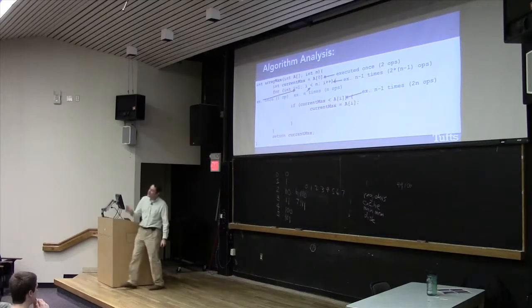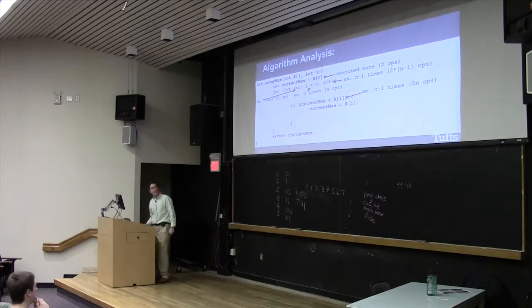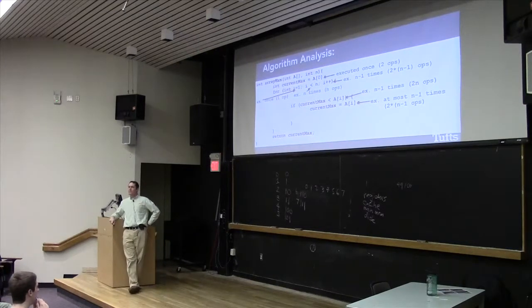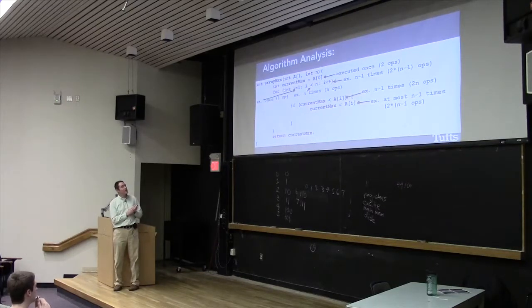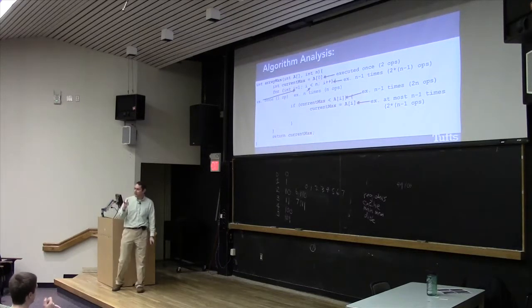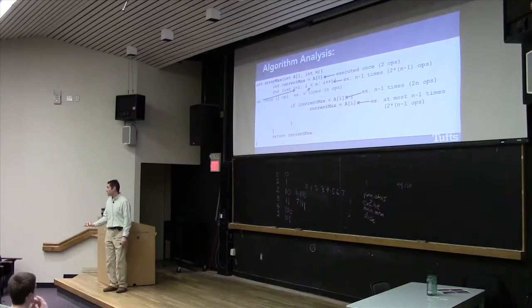No problem. Now it gets a little fuzzy. How many times do you do this one? This one, all of a sudden, it's not so simple. Because sometimes you don't have to do this one, right? If the comparison up here is such that current max is not less than a, it's greater than or equal to a, you don't even get to this line, and you skip it. So you have to kind of think about that. Well, can we figure out the maximum number of times this happens?